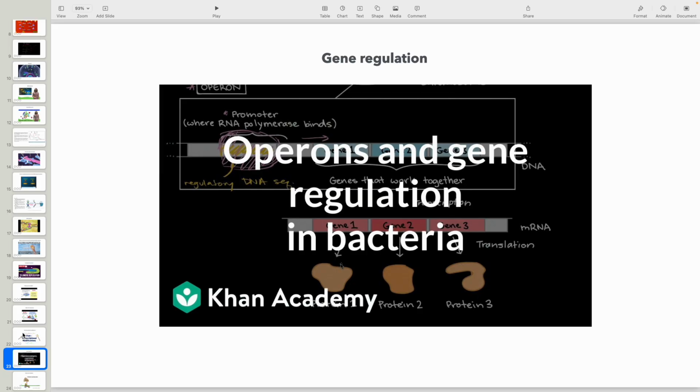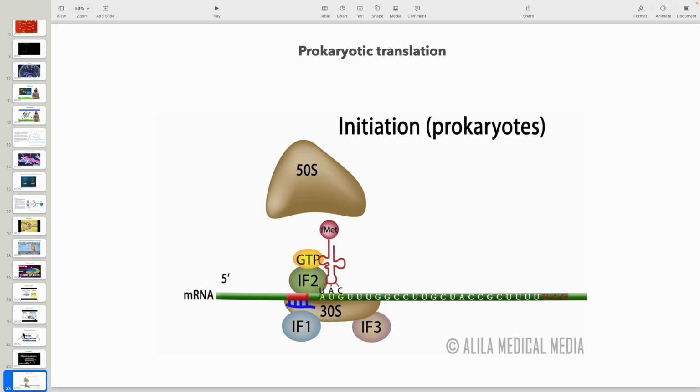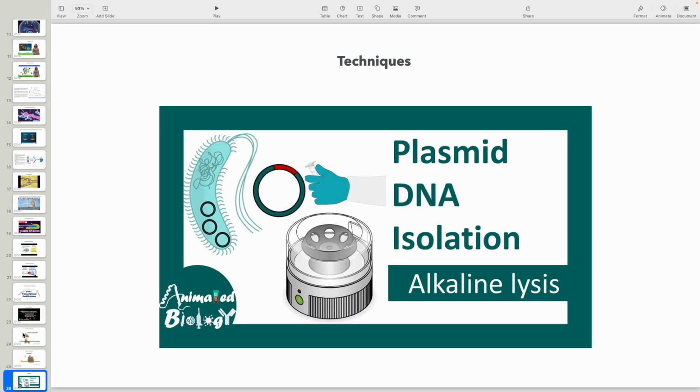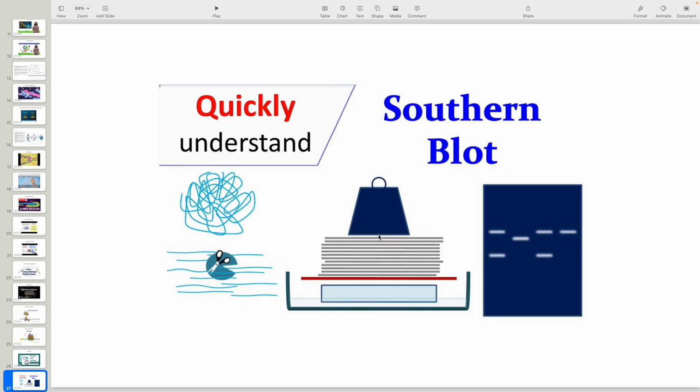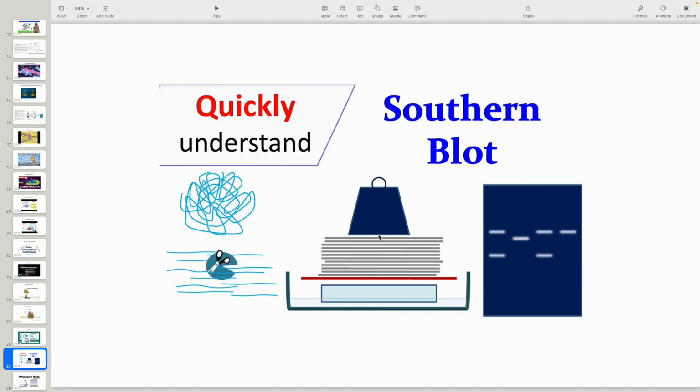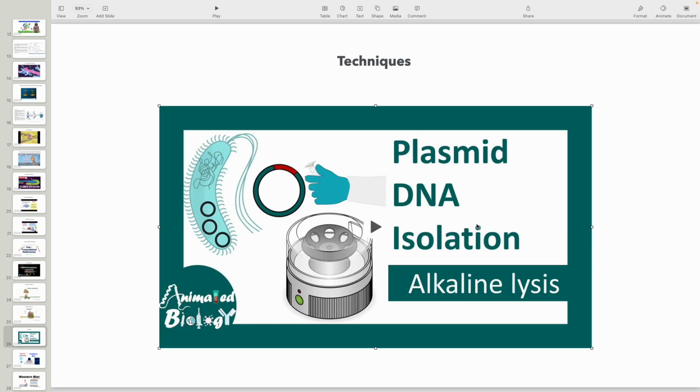So we then have gene regulation, prokaryotic translation, eukaryotic translation. Then we have some laboratory techniques. The first is plasmid DNA isolation, Southern blot, Western blot. Ma'am, plasmid DNA isolation. Yes, plasmid DNA isolation. Yes, sure.